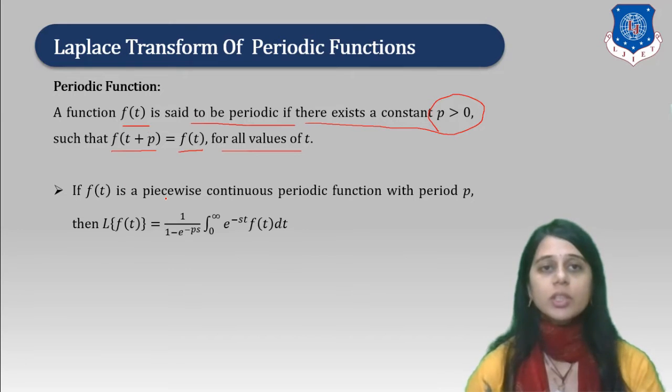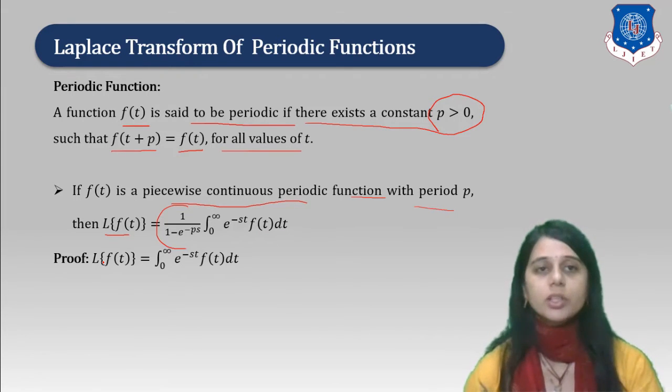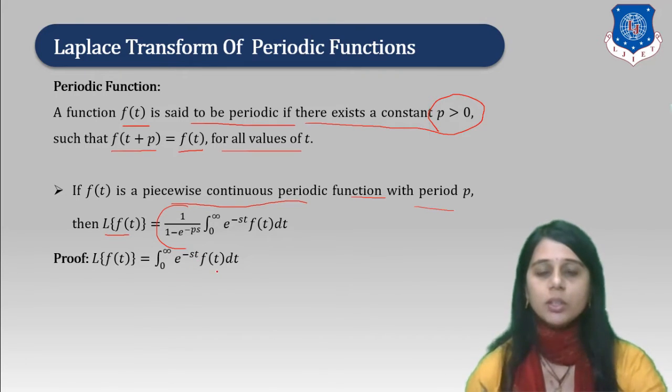If f of t is a piecewise continuous periodic function with period p, then Laplace of f of t equals 1 upon 1 minus e raised to minus ps, integration 0 to p, e raised to minus st f of t dt. Now, it is Laplace of f of t. This is the definition of the Laplace: 0 to infinity integration e raised to minus st f of t dt.